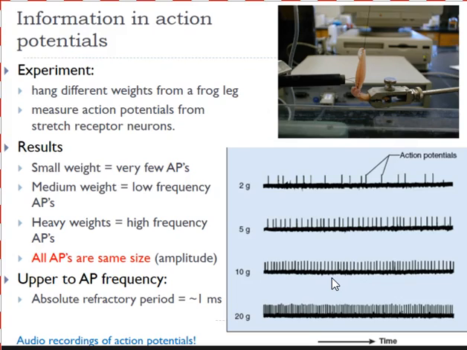Like I said, there is usually an upper end to how frequently you can fire action potentials. Usually it's not possible to have more than one action potential occurring per millisecond. That's the upper limit for most neurons. That's referred to as the absolute refractory period, a period of time after you start an action potential during which you cannot start another one. Usually it's about 1 millisecond, which means you can't have an action potential closer than about 1 millisecond to the next one.